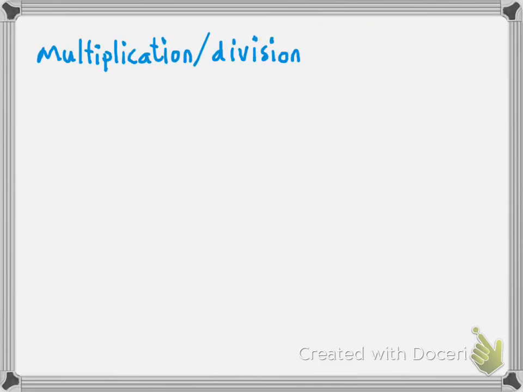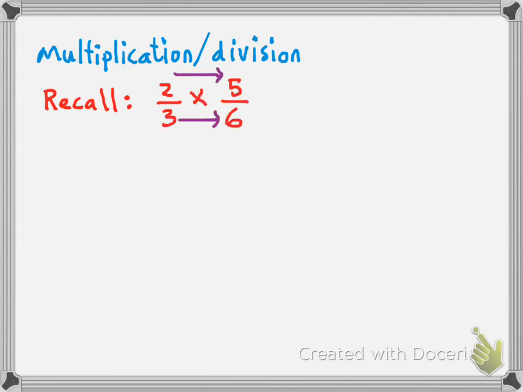When we deal with multiplication and division of rational expressions, it's very similar to what you have done before with fractions. You need to recall how to multiply fractions. When you multiply fractions, you multiply across. For example, 2/3 multiplied by 5/6. You multiply across as follows: 2 times 5 and 3 times 6. The result is 10 over 18.